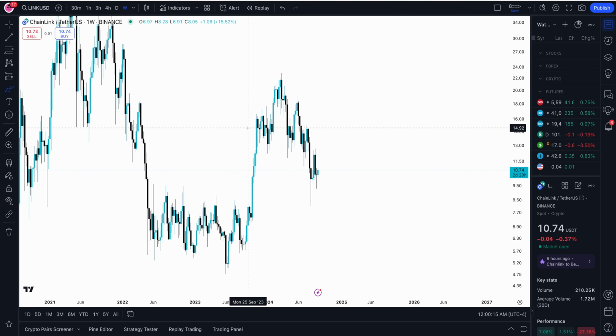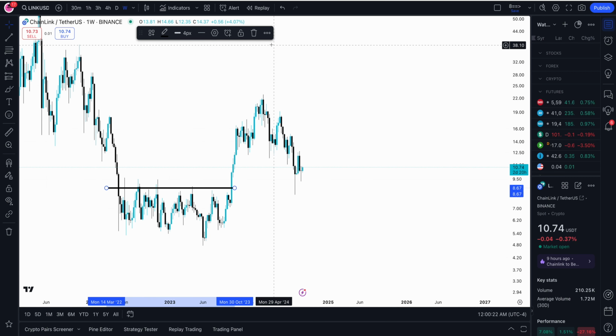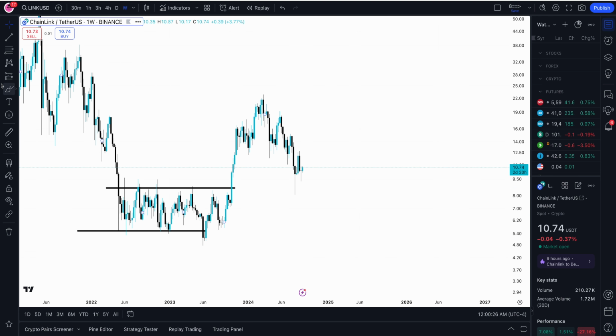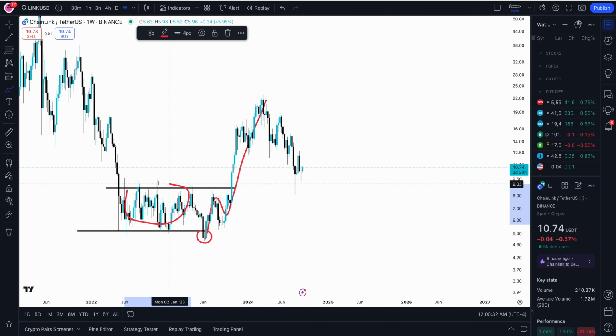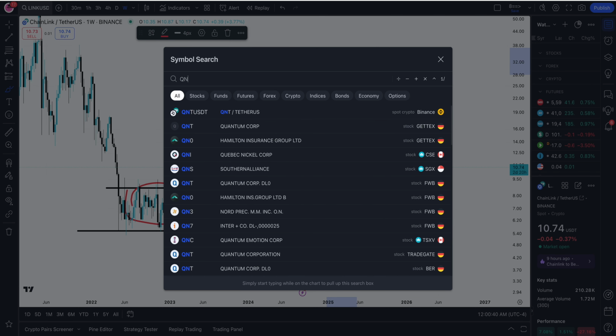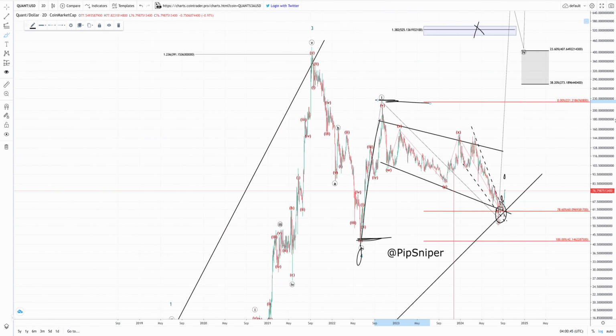Like, let's go to Link here. You see? This over here is your accumulation. This move under the range was your manipulation before you had expansion. So accumulation, manipulation, expansion, backtest, continuation. Okay, so now we see the same thing with Quant, right? Let's go back to Quant here on the CoinTrader Pro chart.